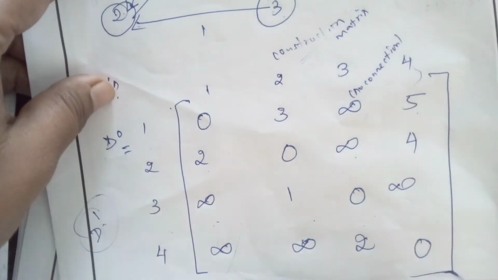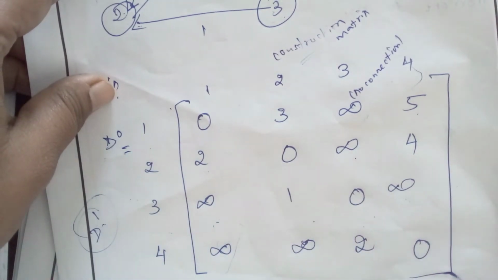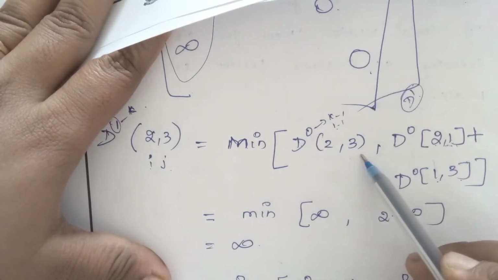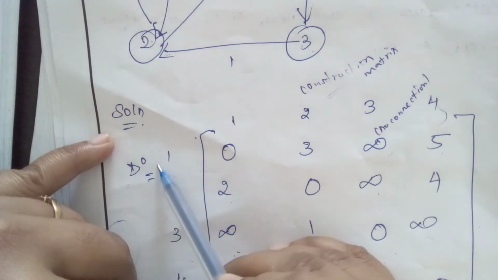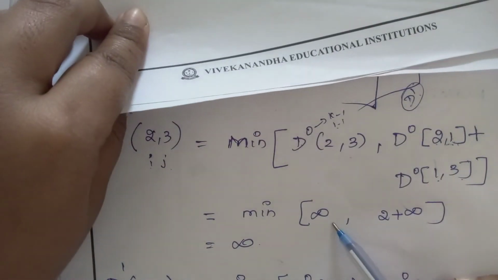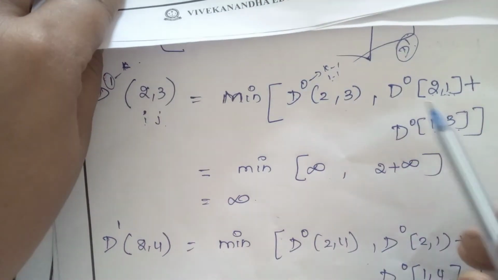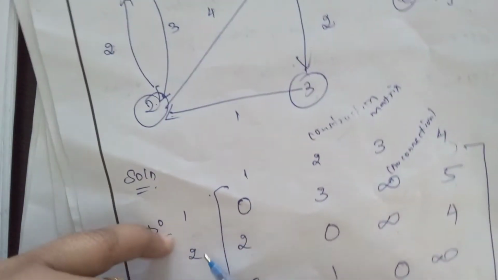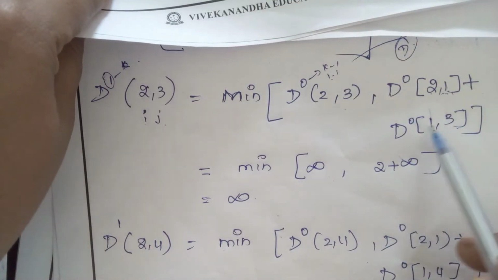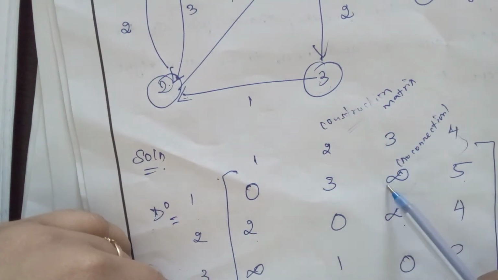We already formed one matrix, no? Yeah, we already formed this matrix D⁰. These values we are going to use here. See, D⁰(2,3) is there. Now check in the matrix, D⁰(2,3) the value is infinity, so I am writing infinity here, okay. Same, D⁰(2,1), the value is 2, so I am writing 2 plus D⁰(1,3), that is infinity.